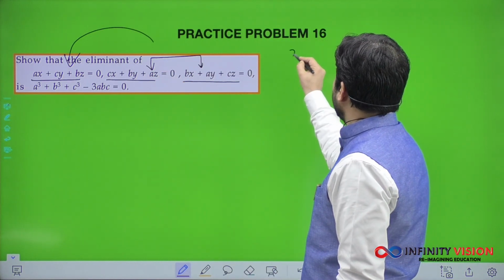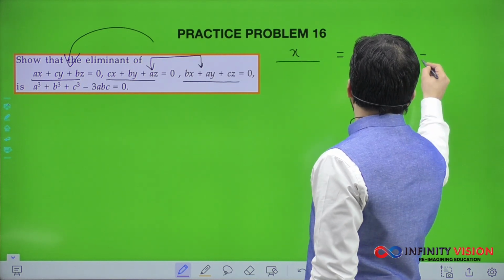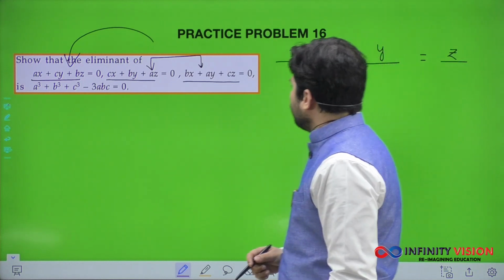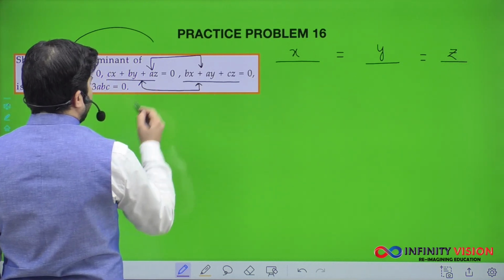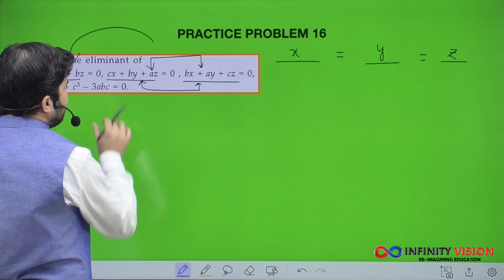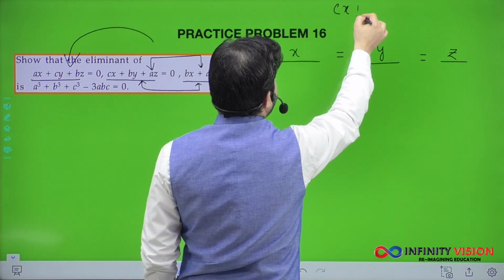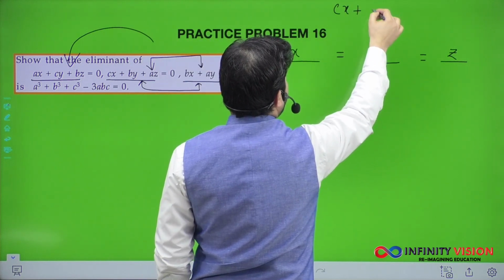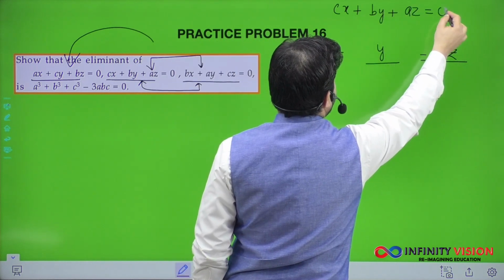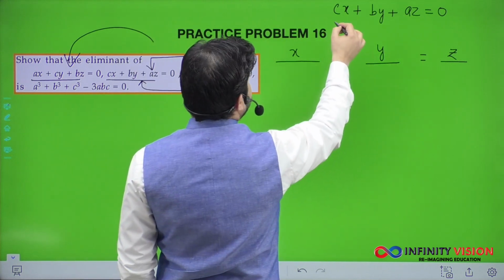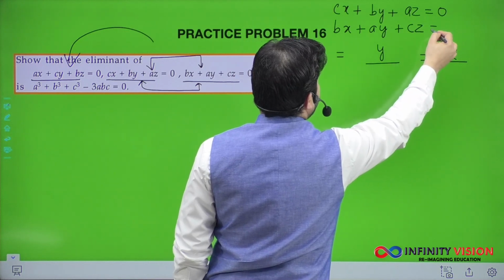For that, you have to begin by the cross multiplication method, that is x upon, y upon, z upon. When you are trying to write x, y, z in proportion, you have to write the equation in the right order, in which the first term would be x, the second term would be y, and the third term would be z. And the second equation should also be written in the same order, bx plus ay plus cz equals 0.